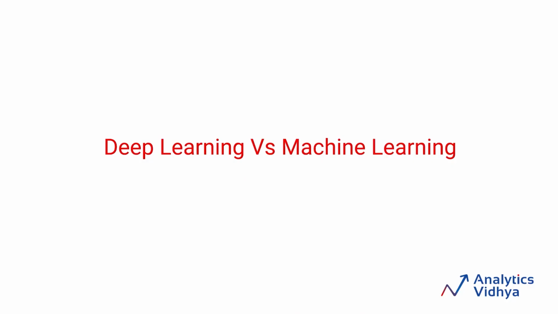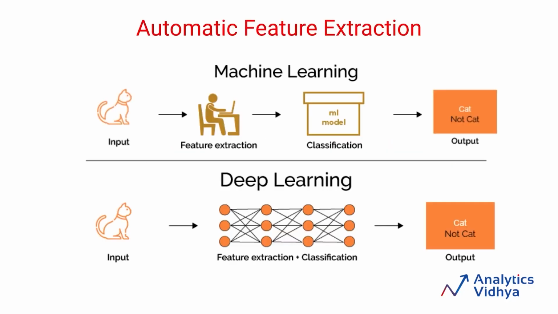Now, if you remember in the last video, we touched upon this difference already. In case of machine learning, the data scientist needs to build the features. And the more features the data scientist can think of, the better is the model. Whereas in case of deep learning, the model itself learns the features from the training data.